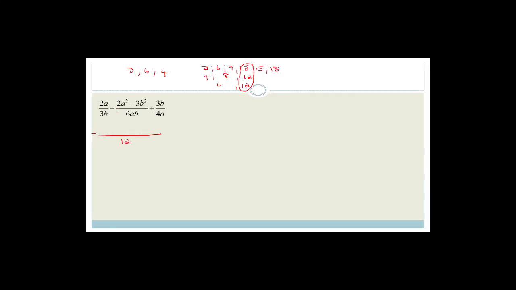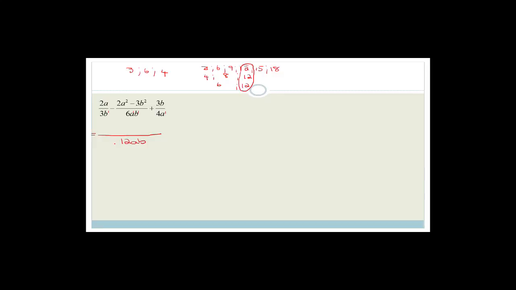Now I need to think about my letters. That's really easy because we need to have all the letters included. So it's obviously AB. We don't have to say A squared and B squared, because they're two A's and two B's. We only have to realize that the biggest exponent here is 1. So the biggest exponent for B has to be 1, the biggest exponent for A is 1, and over there is 1, so therefore that has to be 1 as well.